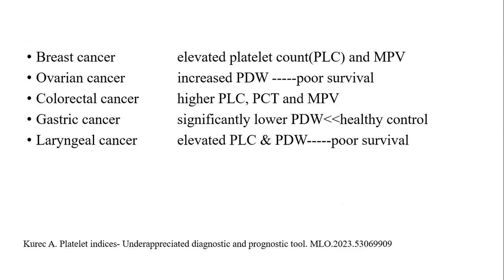However, variation of platelet indices is not uniform among cancer patients. You can see that in ovarian cancer, an increased platelet distribution width indicates poor survival. However, among patients with gastric cancer, poor survival is indicated by a significantly lower platelet distribution width.